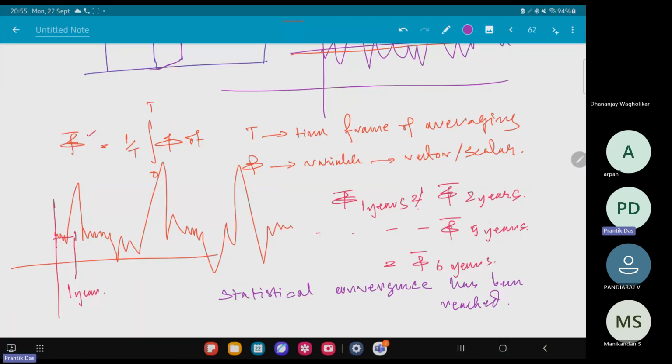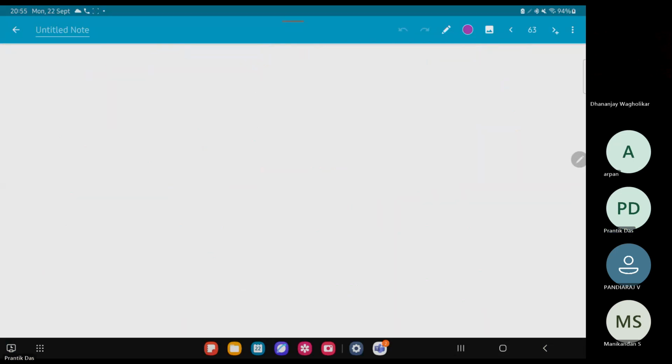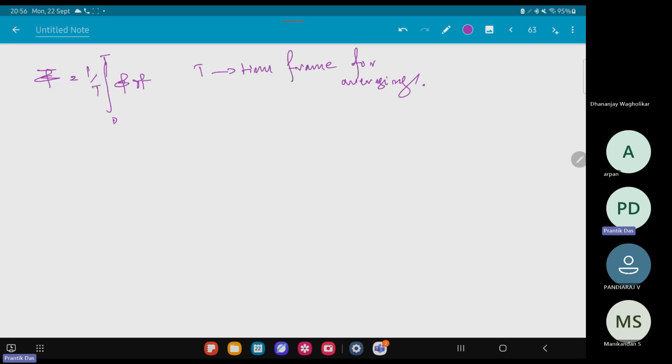So that's how you get the statistical convergence. Okay. And so phi bar is basically equal to 1 by T, integral from 0 to T, phi dt. Okay. So T is my time frame for averaging. So that is basically my time frame for averaging.